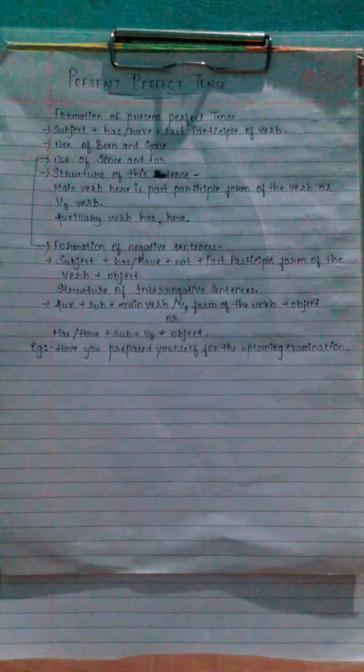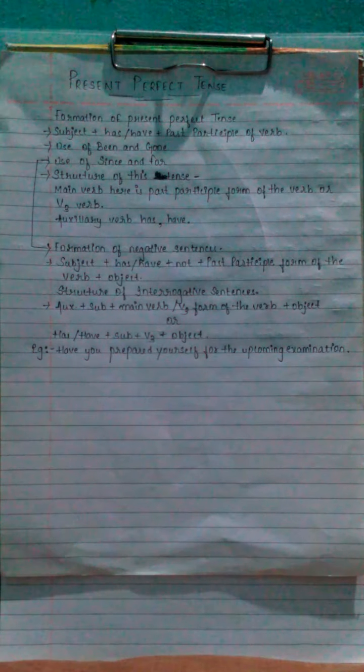Another important point to be noted here is that when you talk about a specific time in the past that has already finished, in that case, we should not say, "I have studied this lesson yesterday." Rather, we need to use simple past and say, "I studied yesterday." Another example here, "It has arrived on 5th May." This is wrong, but we should say, "It arrived on 5th May."